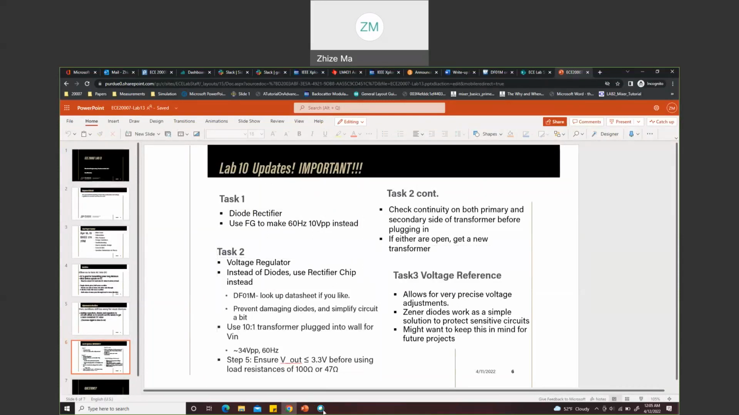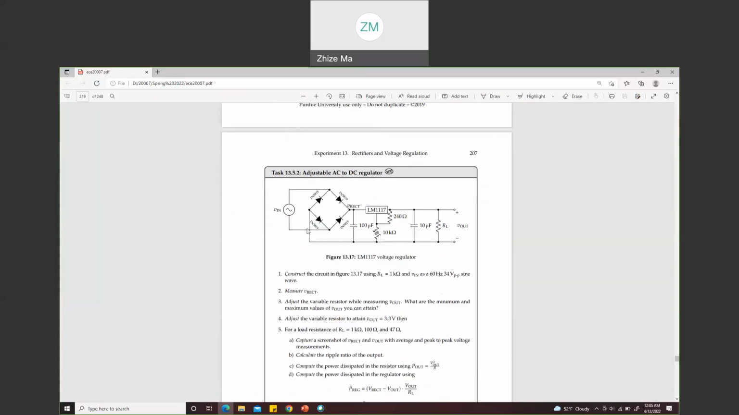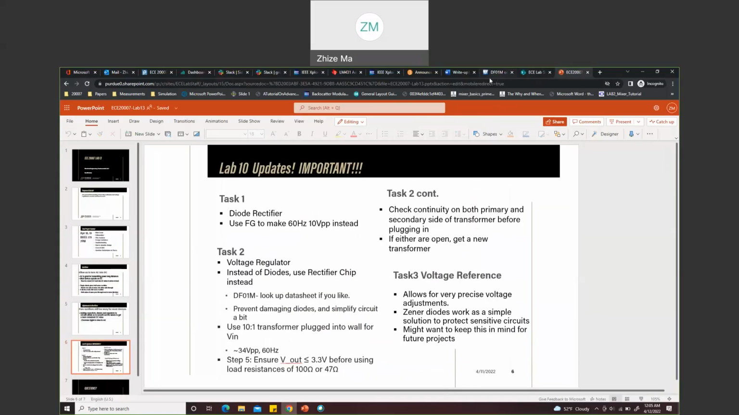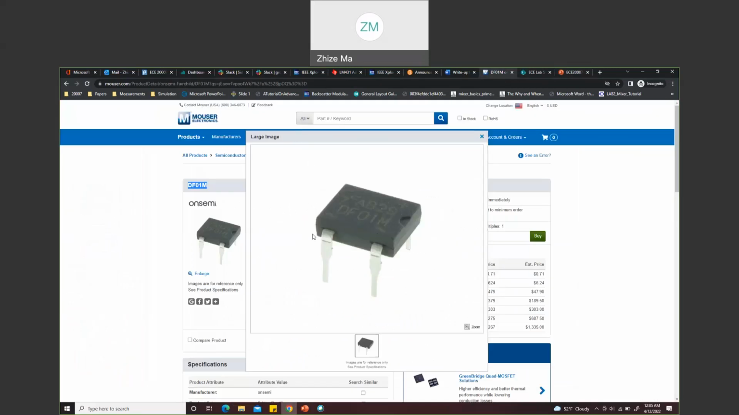And then task 2. They're still going to use the 13 forward VPP from the transformer, but for the rectifier, instead of these 4 diodes making a rectifier, they're going to use this chip right here. So that's a rectifier chip, and the AC signal comes to these 2 pins, and the output positive and output negative is the DC output.